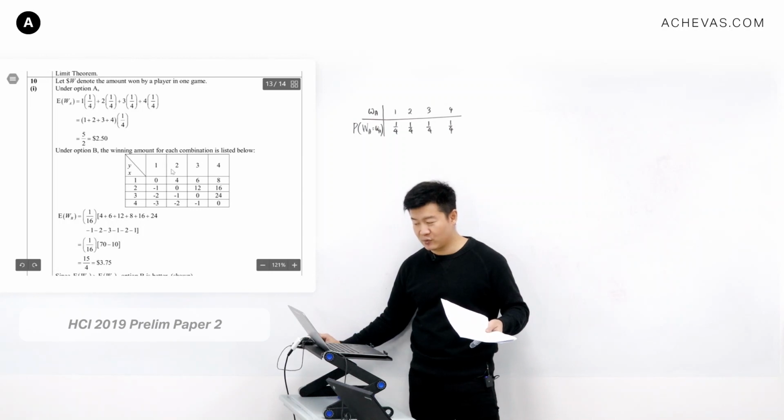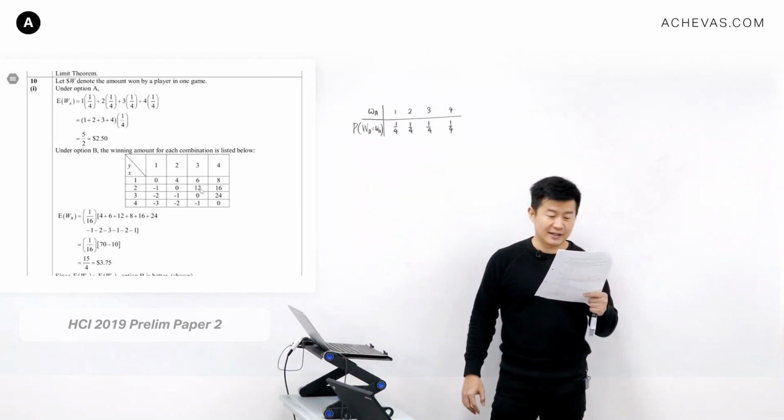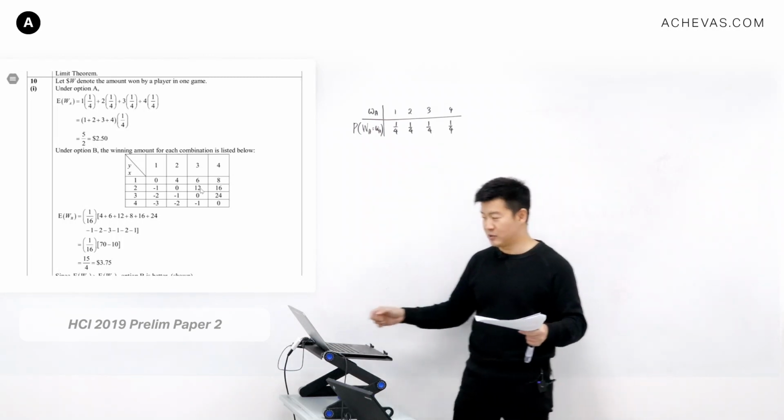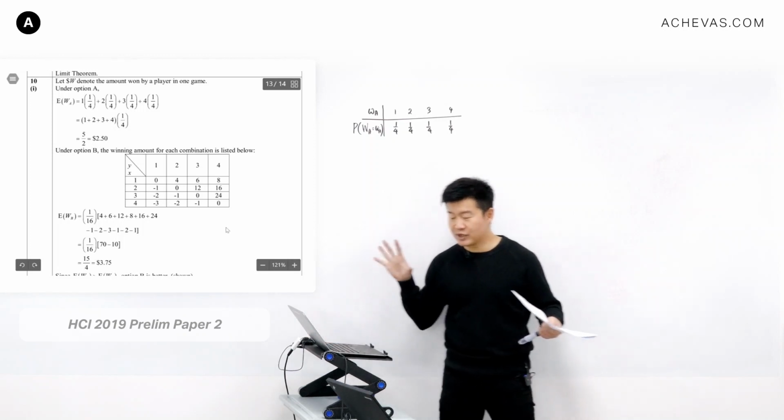So 2 times 1 times 2 gives me 4. If Y is bigger than X, it will be 2 times 1 times 3, which gives me 6. 2 times 1 times 4 gives me 8. Similarly for this, Y is bigger than X, so 2 times 2 is 4, times 3 is 12. If Y is less than X, then the player is going to lose X minus Y amount. For example this, Y is less than X, so the player will lose 2 minus 1, that is $1. Y is less than X, the player will lose 3 minus 1, that is $2. Okay, so this is how they have built up this grid here.